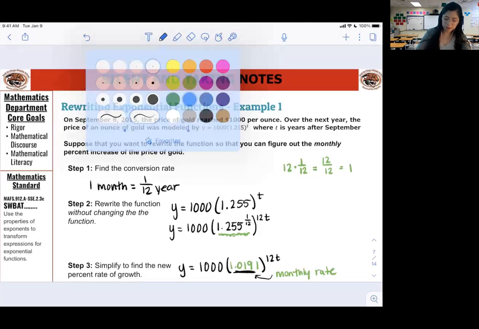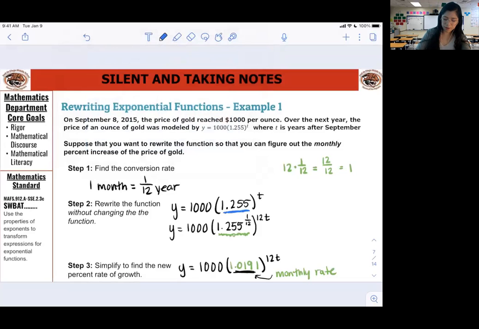It used to be the yearly rate. Now it's the monthly rate. And the reason you might want to do that is because, like I said before, if you have the yearly rate, it's hard to tell what's going to happen after 3 months or after 4 months or after 5 months. But when I have the monthly rate, then I can plan ahead and I'm going to know exactly what's going to happen 6 months from now or 4 months from now, or just a number that is less than 1 year.